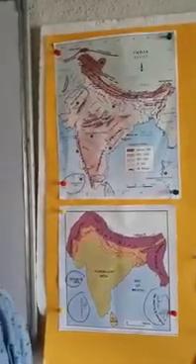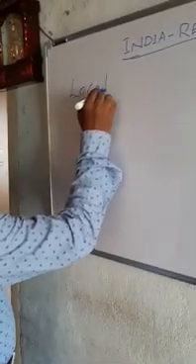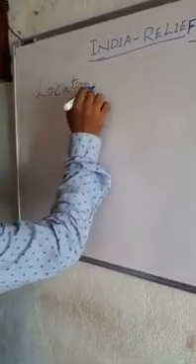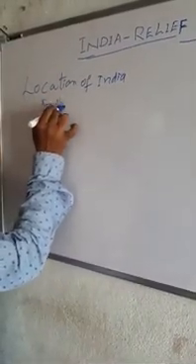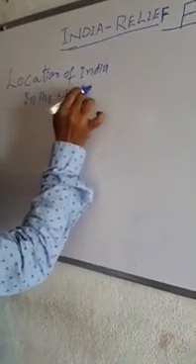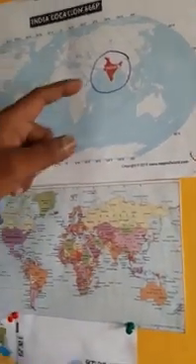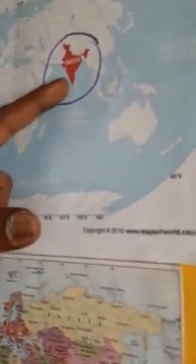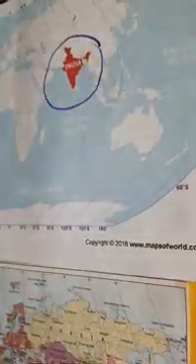Let us move to the location of India in the world map. Look at this world map, my dear students. The red color shaded map is India, which lies in the southern part of the Asian continent. India lies entirely in the northern hemisphere and eastern hemisphere.